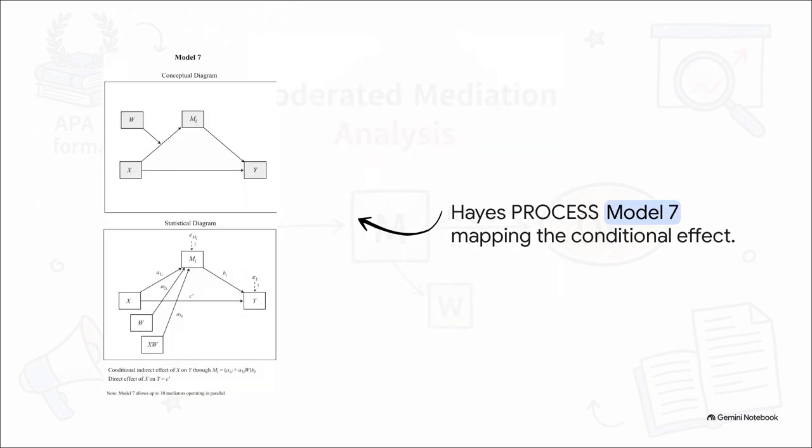Now, this complex web is typically tested using the widely adopted Hayes PROCESS macro in SPSS. Specifically, Model 7 is built to test this exact architecture by computing what's called the conditional indirect effect. And what's truly powerful here is that this model allows for up to 10 mediators operating in parallel, all while calculating exactly how your moderator interacts with the independent variable to drive those mediators. It's a real game changer.